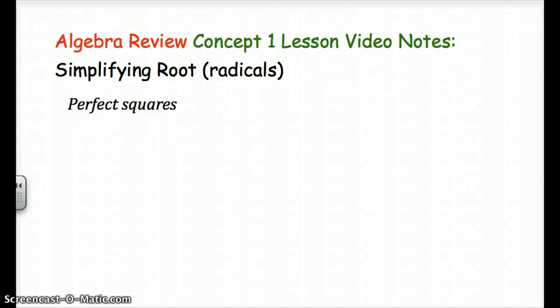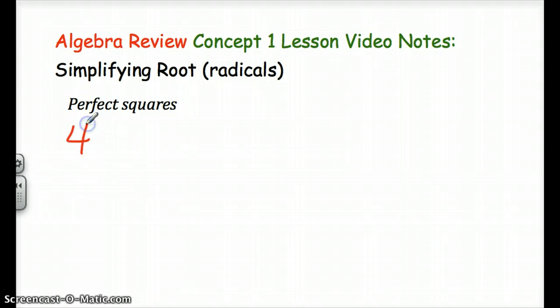Hi there, geometry students. This is Miss Hefty here. We're doing a review of Algebra 1, and our concept today is simplifying radicals or roots. I am going to explain this process in two ways. First, I'm going to review what perfect squares are.